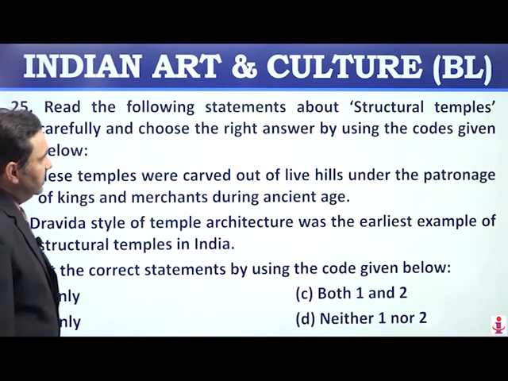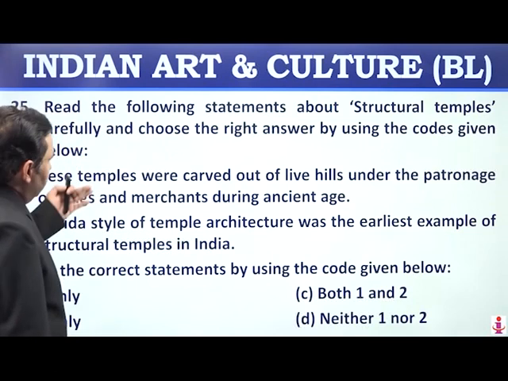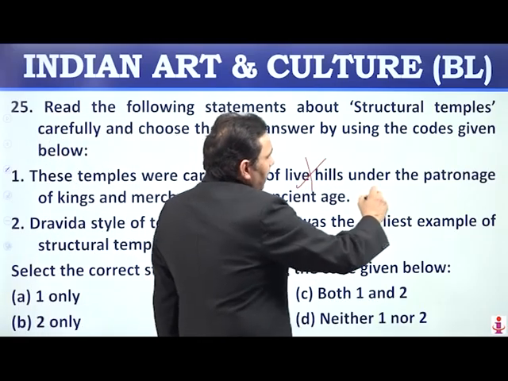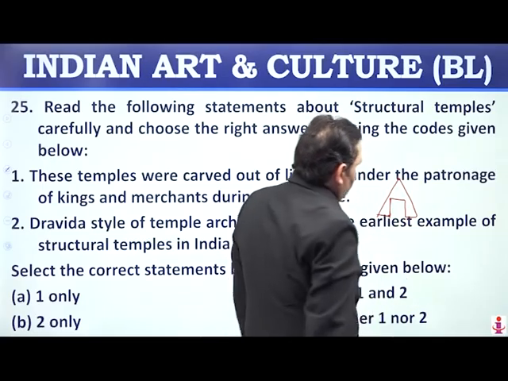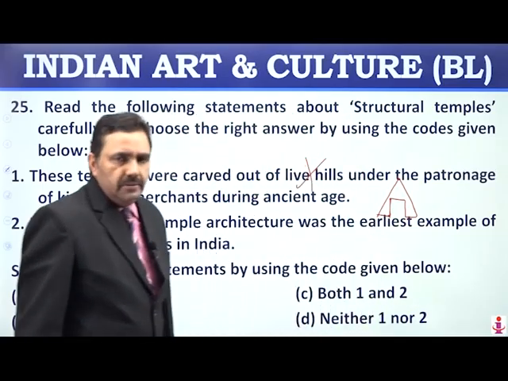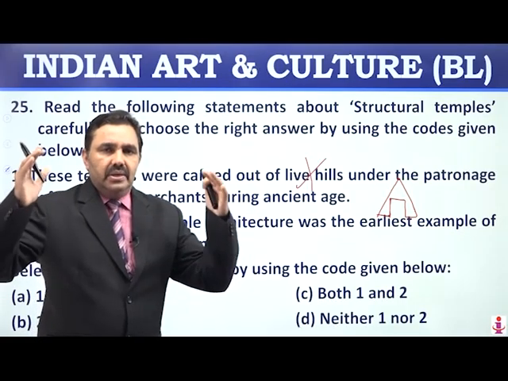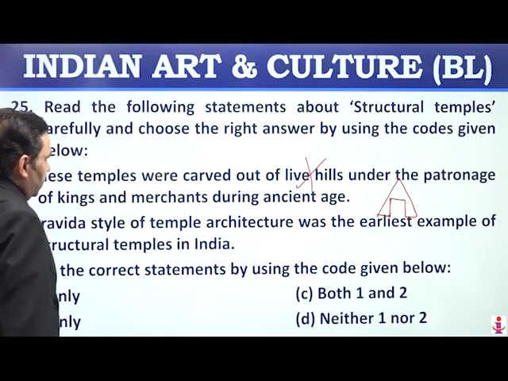25. Read the following statements carefully about structural temples. These temples were carved out of live hills. Live hills means hill basically. So every hill that is not disturbed from the roots is known as live hill. They were not cut into, they were constructed by using stones and bricks piece by piece. First one is wrong.